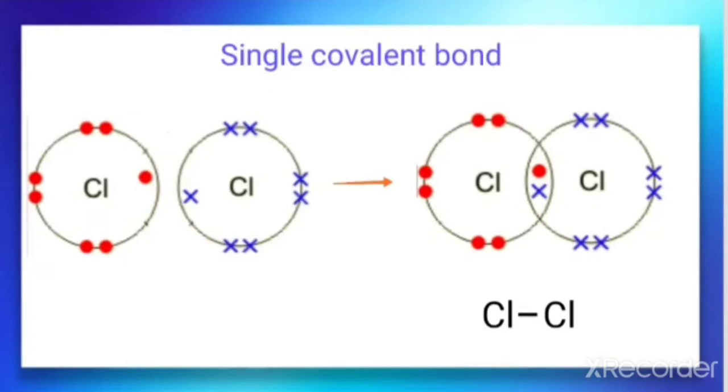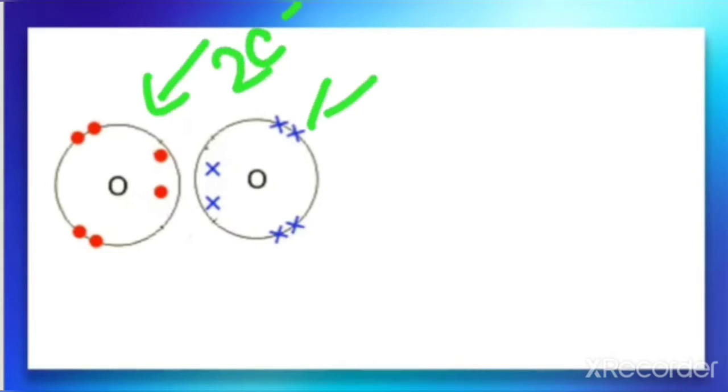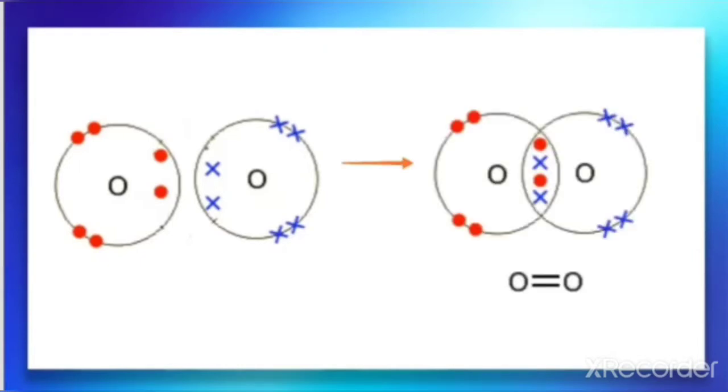That means the bond which is formed due to the sharing of one electron pair between the two atoms, such a type of covalent bond is called a single covalent bond. Let us take another example. Oxygen atom. We know that there are 6 valence electrons in an oxygen atom. So in order to obtain a stable configuration, it requires 2 electrons. This also requires 2 electrons. So what will they do? They will share 2 electrons and form an oxygen molecule.